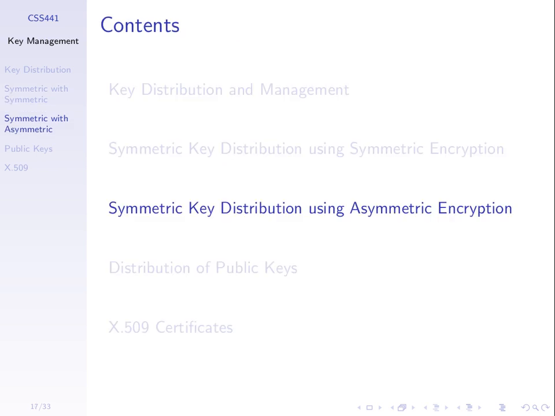So that was about how to get secrets between users using master keys, a decentralized approach and a centralized approach. The next part is how to get secrets between users but using public key encryption or asymmetric encryption.